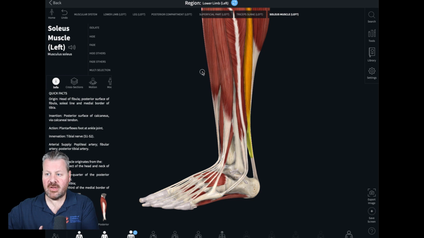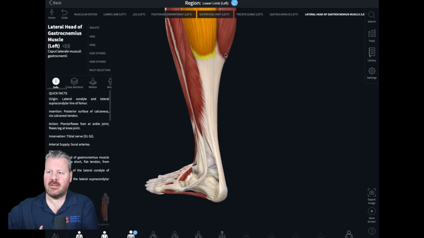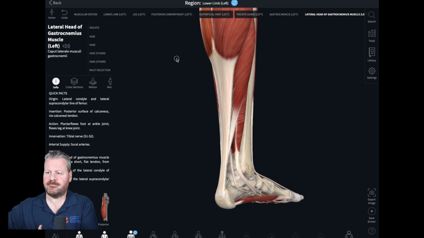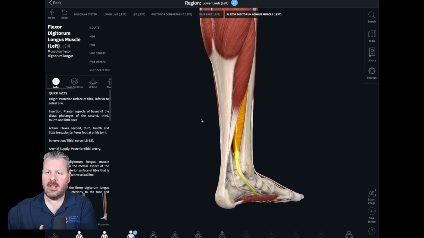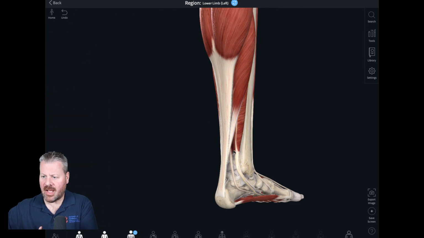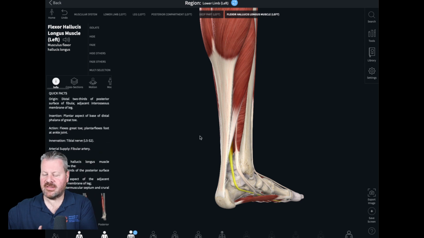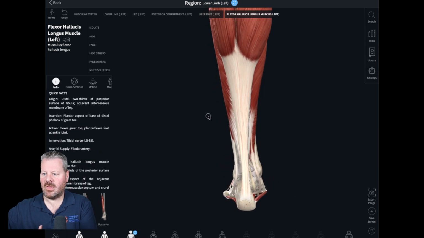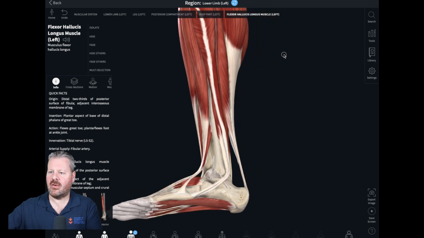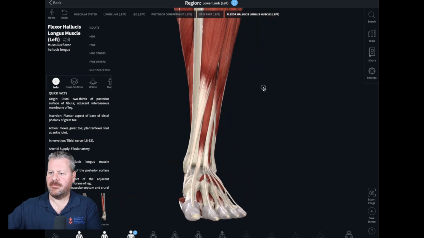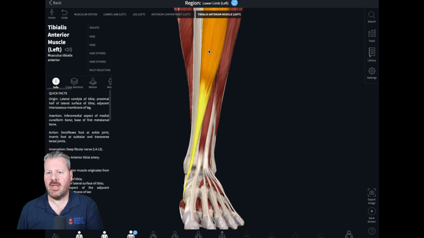Soleus is in the posterior compartment along with gastrocnemius. Also in the posterior compartment, just hiding under here, flexor digitorum longus, and deep to it, flexor hallucis longus. There are other muscles in a slightly deeper layer, and we'll come to those in a second. Let's just go back around to the anterior compartment. Tibialis anterior, large palpable muscle at the front. Let's look at its action.